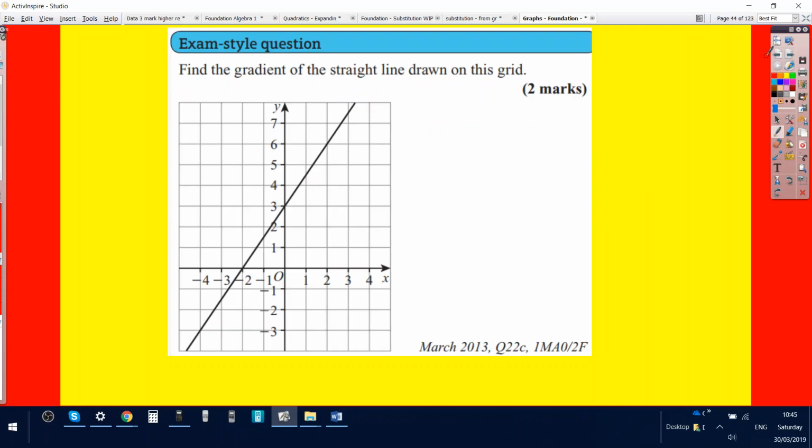Let's see this one. How do you get the gradient of this line? So would it be? Is it 1.5x? We would just say it as 1.5. Okay. So that's... Yep. So 1.5. Yeah.